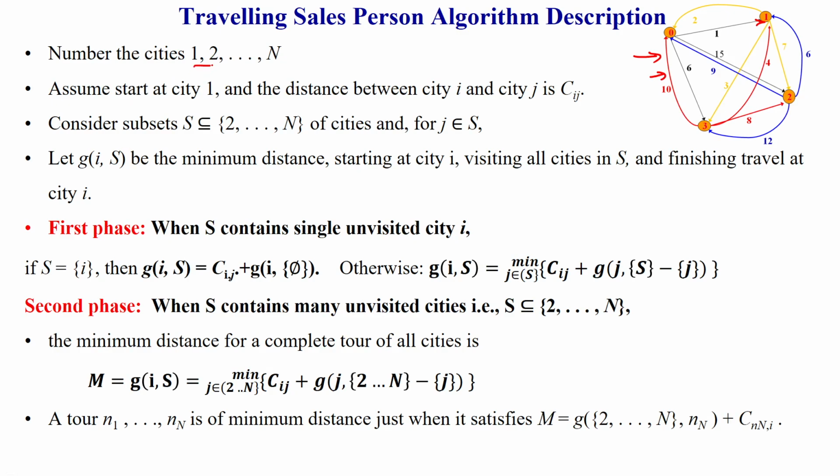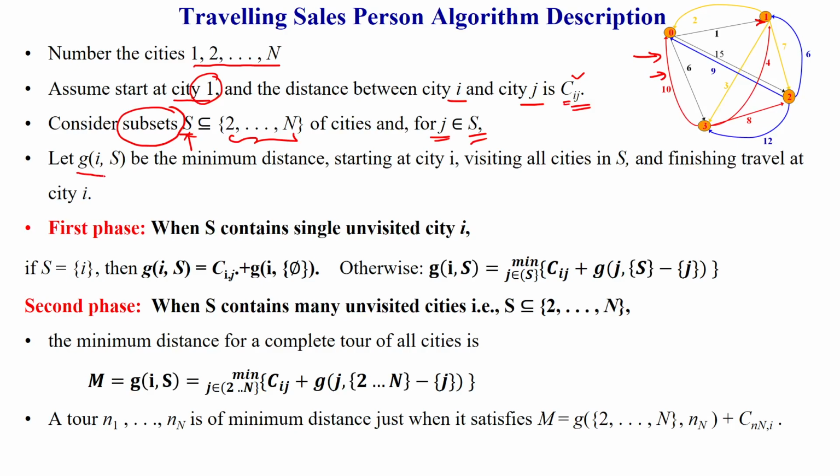Here the number of cities are represented from 1 to n. Assume the starting city will be 1, and the distance between city i and the next city j is indicated by cost of i comma j, that is source city and destination city. Consider the subsets. S has the remaining cities 2 to n. The first city is considered as the starting city, then the remaining cities are represented in the form of a subset. Here the notation indicates the subset of unvisited cities. So this subset has the unvisited cities in his travel plan.